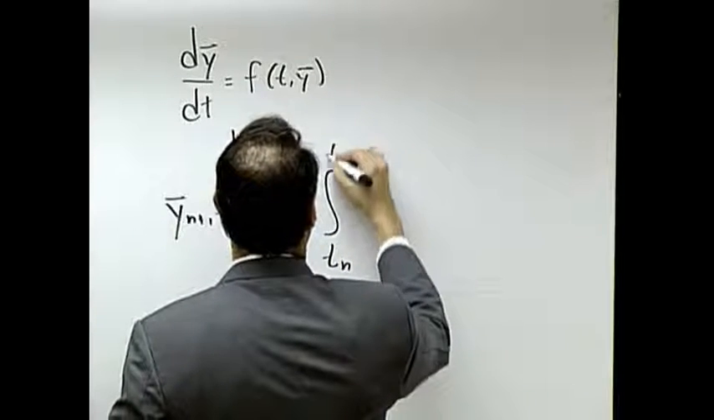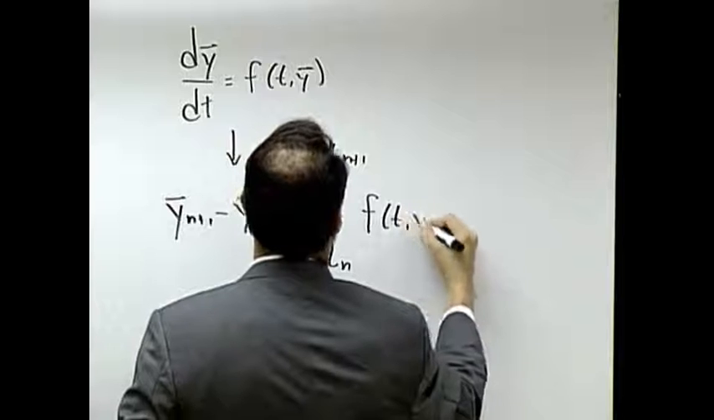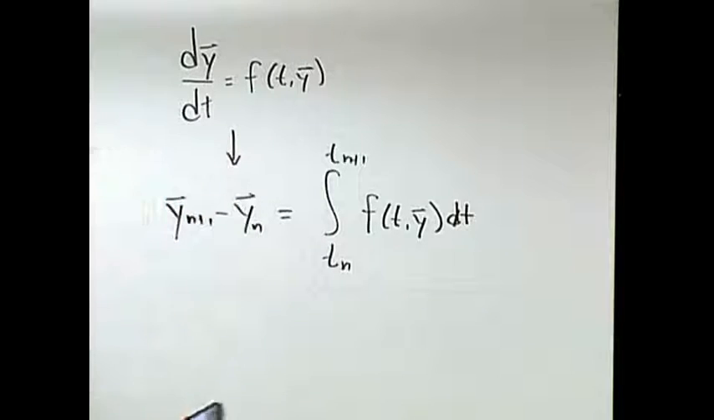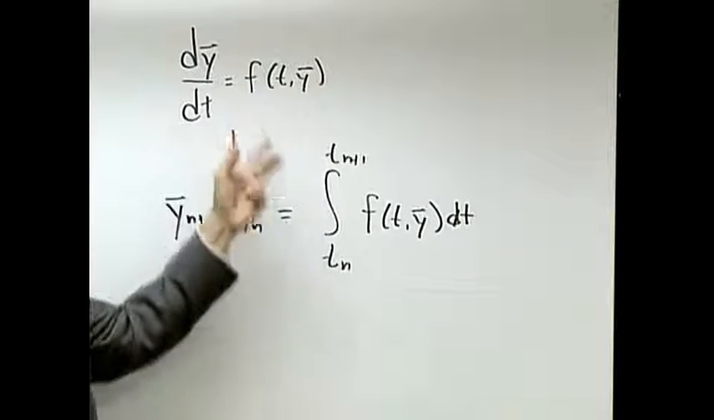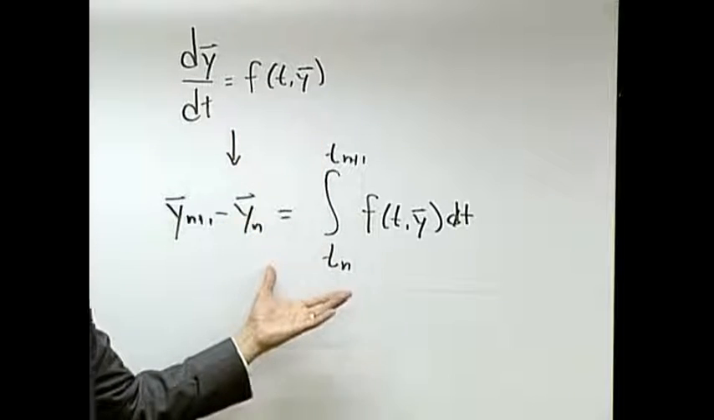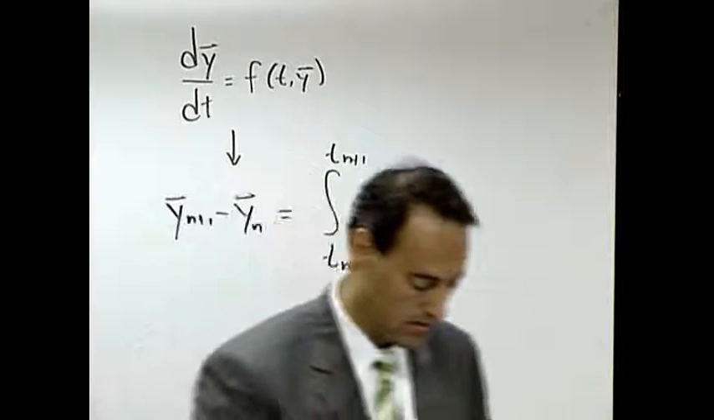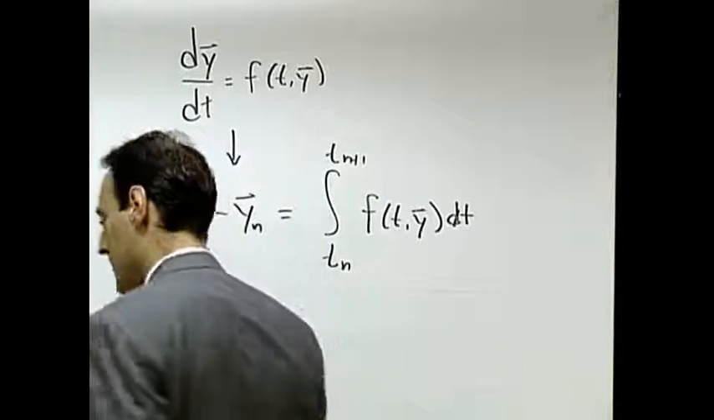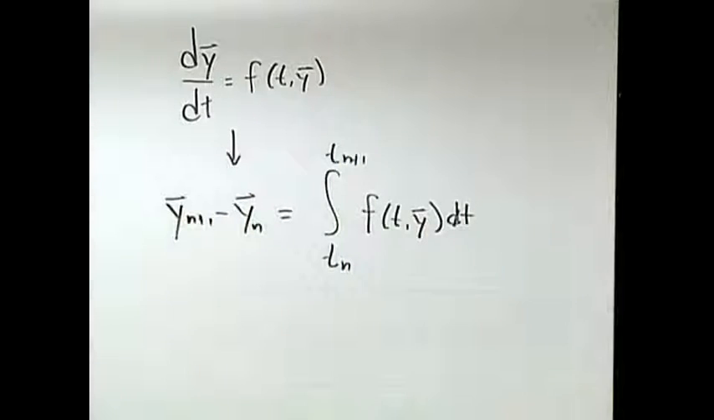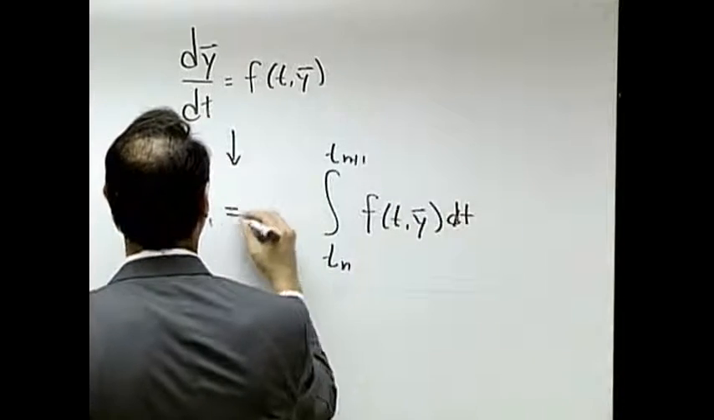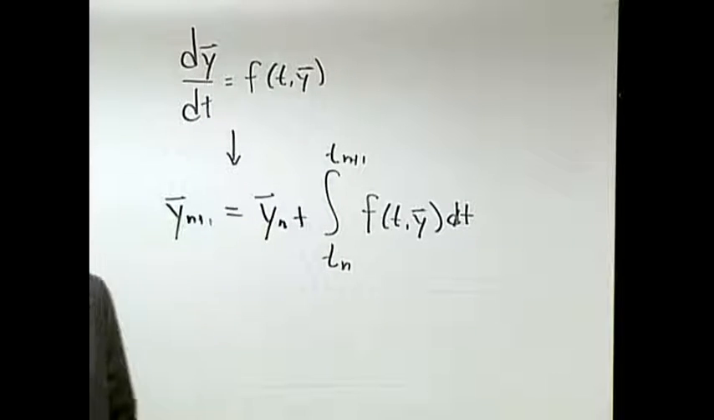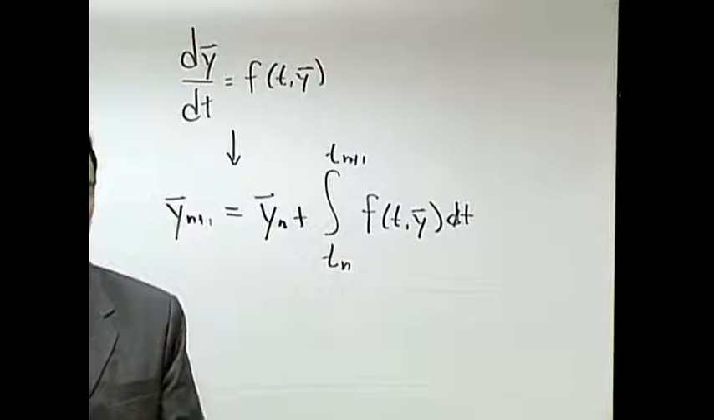the integral from t of n to t of n plus 1 of f(t, y) dt. This is exact. This is just an expression expressing this differential equation in integral form. No approximations. But notice something interesting. Let me take this y of n to the other side. And notice that I can do this very easily on the board, and it might be a little harder for you on your piece of paper. Okay, there you go. And I hate when professors do that, but I'm doing it anyway. It's all in the notes anyway.